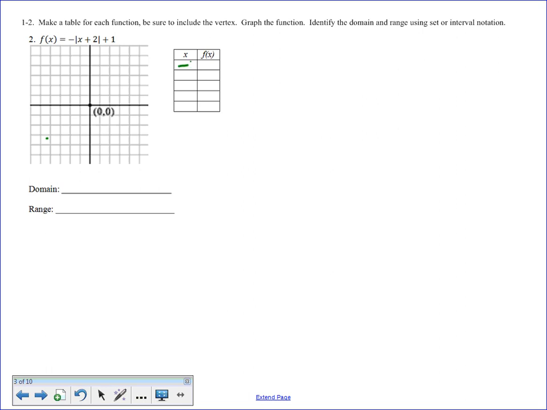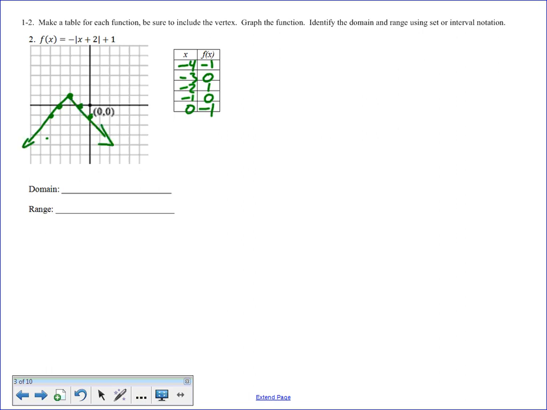So let's go -4, -3, -2, -1, 0. If I plug in the points, and remember you can get a table of values from your graphing calculator, I get these y values, and so then I would plot them. -4, -1, -3, 0, -2, 1, -1, 0, and 0, -1. And right there we can see our V shape.